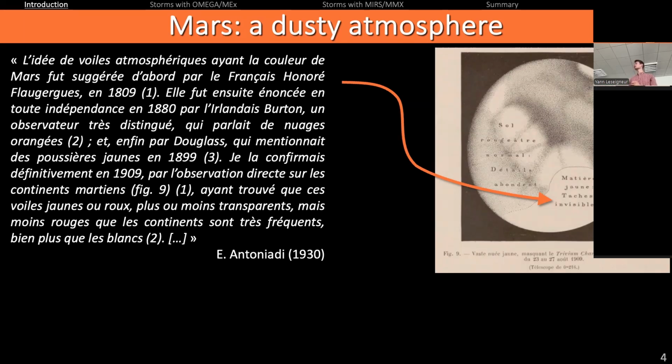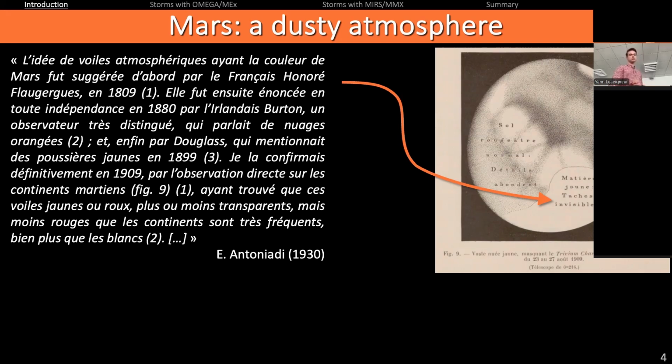Eugène Antoniadi says that the first astronomer who observed some kinds of yellow clouds on Mars is the French astronomer Honoré Flaugergue at the beginning of the 19th century. And then it was confirmed by different astronomers, and finally by Eugène Antoniadi at the beginning of the 20th century. And he also said that these yellow clouds are much more frequent than the white clouds.